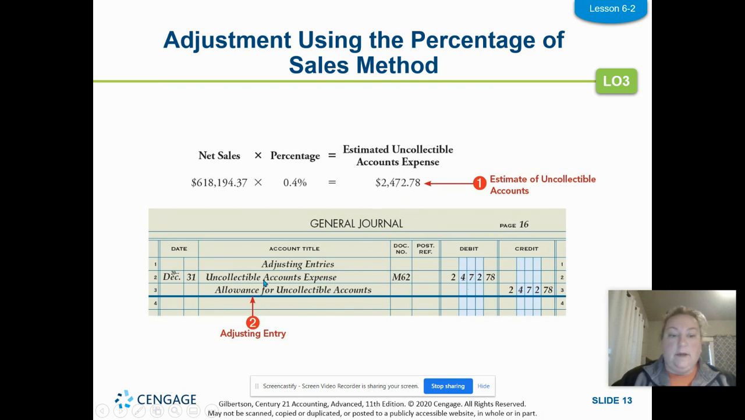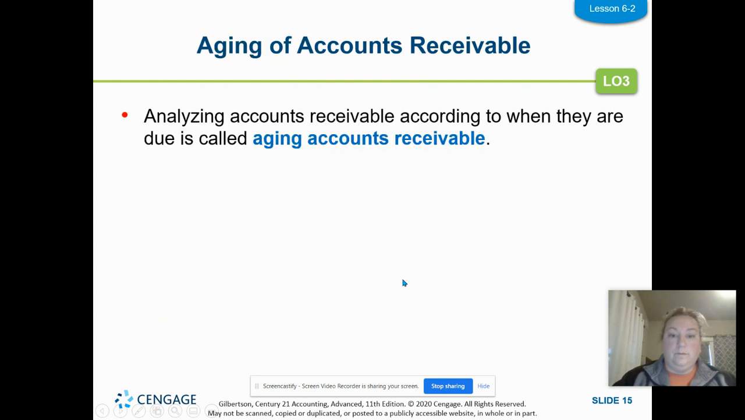So here are my accounts: uncollectible accounts expense, and my allowance for uncollectible accounts. Remember, this is done in an adjusting entry, at the end of the year, when we are doing all of our end of the year work. Our allowance for uncollectible accounts is a contra account to our accounts receivable. It's an asset. Uncollectible accounts expense is just what it says. It's an expense.